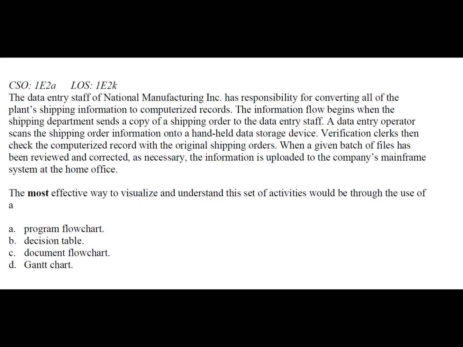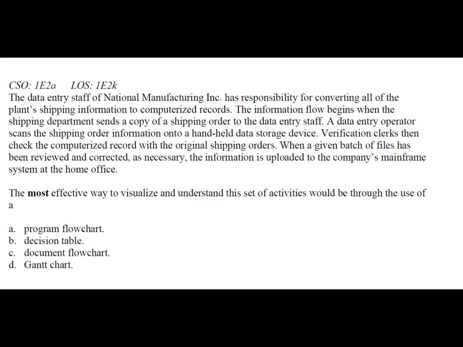The objective is to identify the documentation tool that best illustrates how documents and information flow between people, departments, and processing activities. Students should distinguish among common documentation methods. A program flowchart explains the logic of a computer program, a decision table summarizes complex decision rules, and a Gantt chart schedules project activities over time.